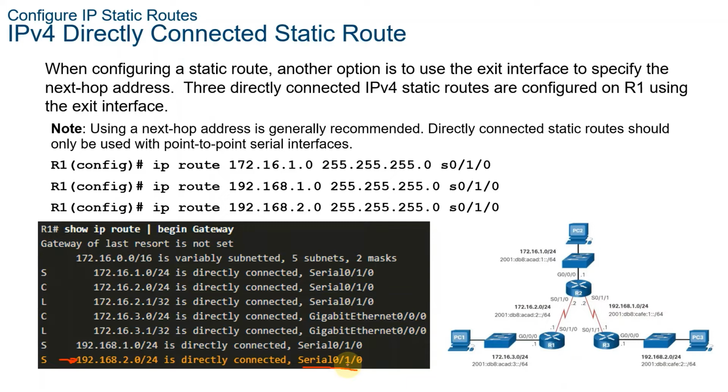Directly connected static routes should only be used with point-to-point serial interfaces, as in this example. Take note that we can use the exit interface here because we only have a point-to-point connection. Whenever we connect routers using serial interfaces, we could make use of the exit interface. Now, let us evaluate this. These are the same configurations that we made using the next hop IP address. The only difference is, with this one, we use the exit interface.